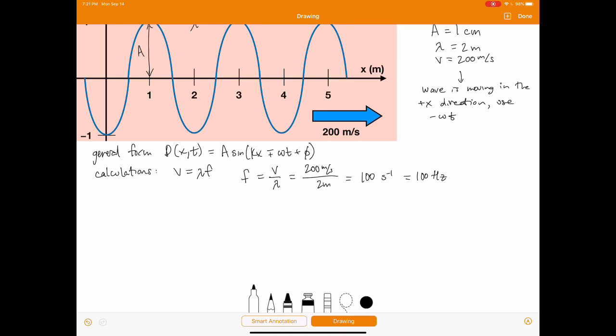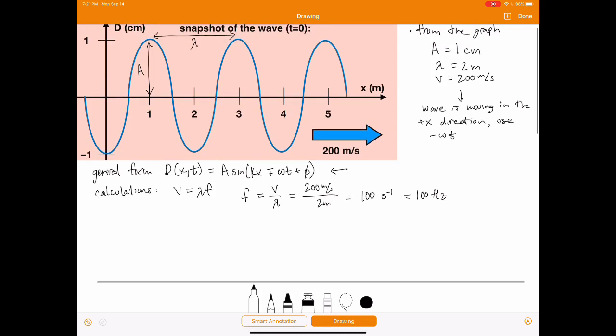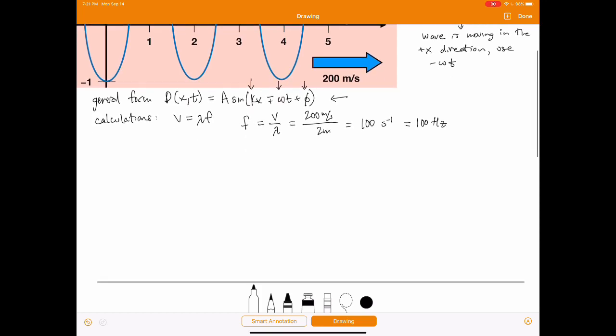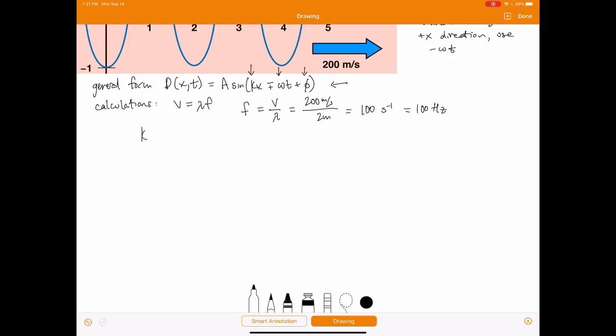Now if we want to write out the specific function for our wave, d of x and t, we're going to need to calculate k, the wave number, omega, the angular frequency, and also phi, the phase angle. Let's start with k. k is equal to 2 pi divided by lambda, by definition. We have 2 pi, implicitly in radians, divided by lambda, which is 2 meters, so that just works out to pi. Units are radians per meter.